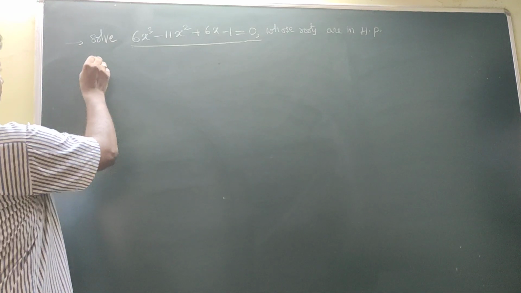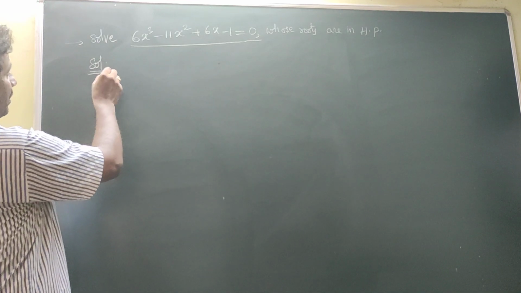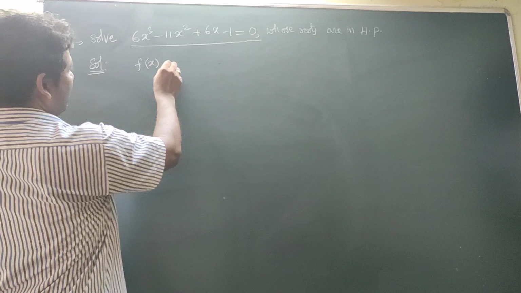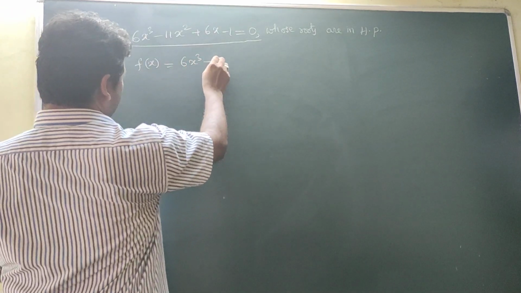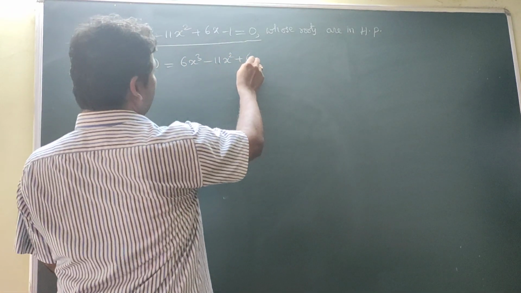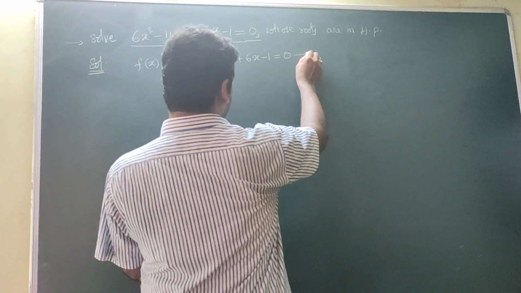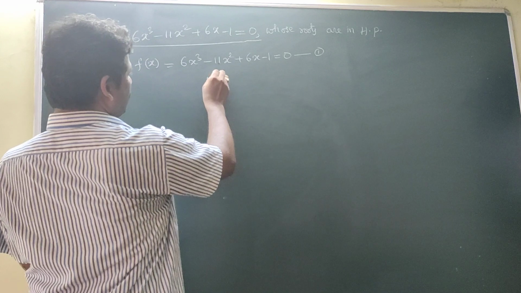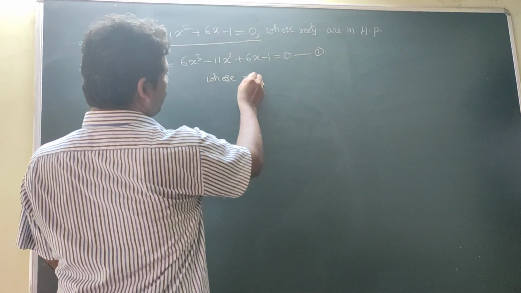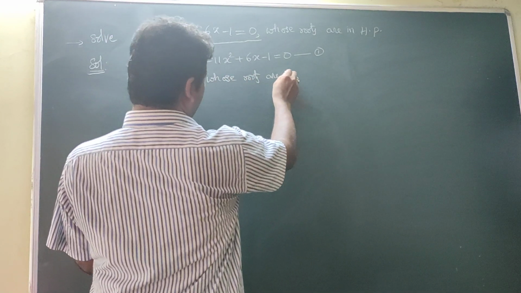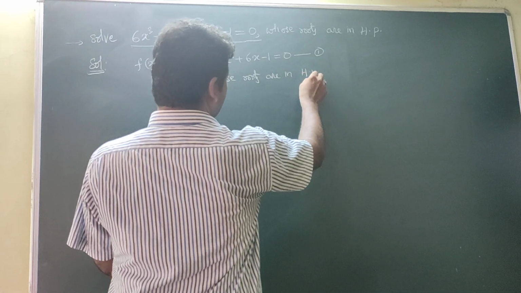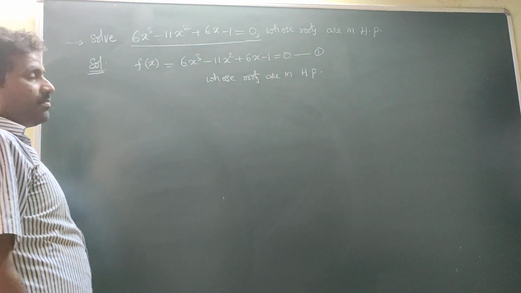So whenever they are asking the problem where the roots are in HP, first take f(x) = 6x³ − 11x² + 6x − 1 = 0. That will be equation 1, whose roots are in HP.